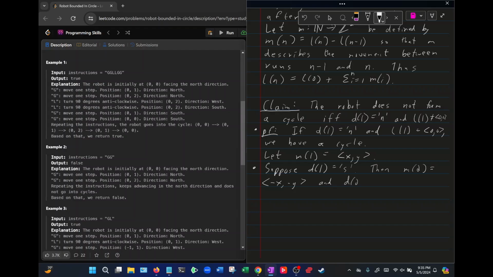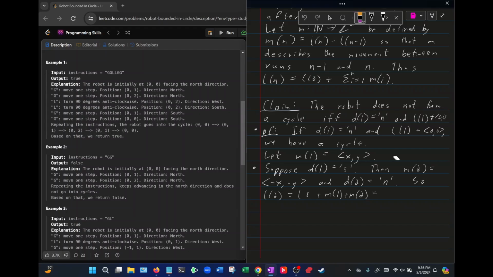And D2 is going to be north, because after going through the instructions once, you've turned around 90 degrees. So going through the instructions again will turn you around another 90 degrees and end you up back at north. Okay. So where do we end up? What is the location after going through the instructions twice? Remember our formula. It's the origin, and then M1, and then M2.